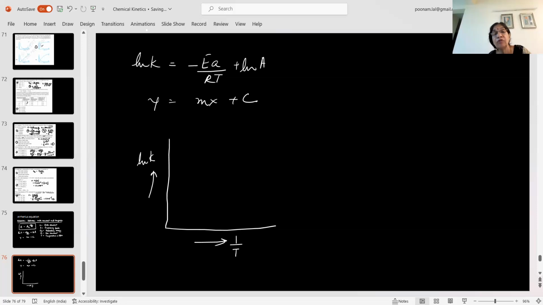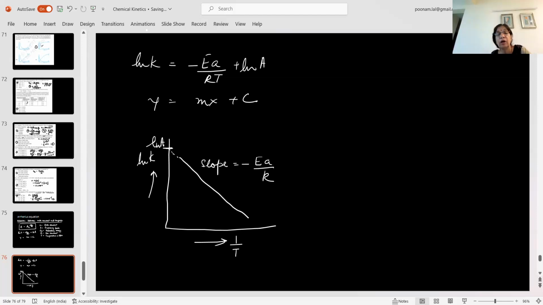And what type of line will I get? Negative slope. This is an equation for a straight line. So this straight line will have a negative slope, and the point where this line cuts the y-axis will be ln A. And the slope here will be equal to minus EA by R.